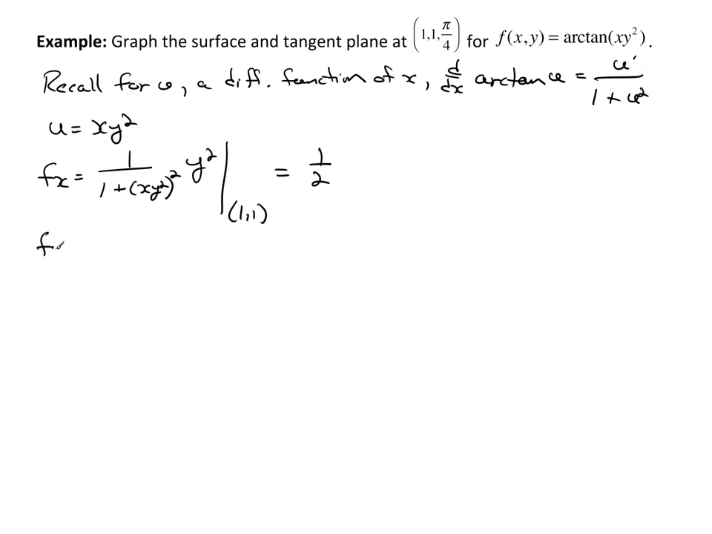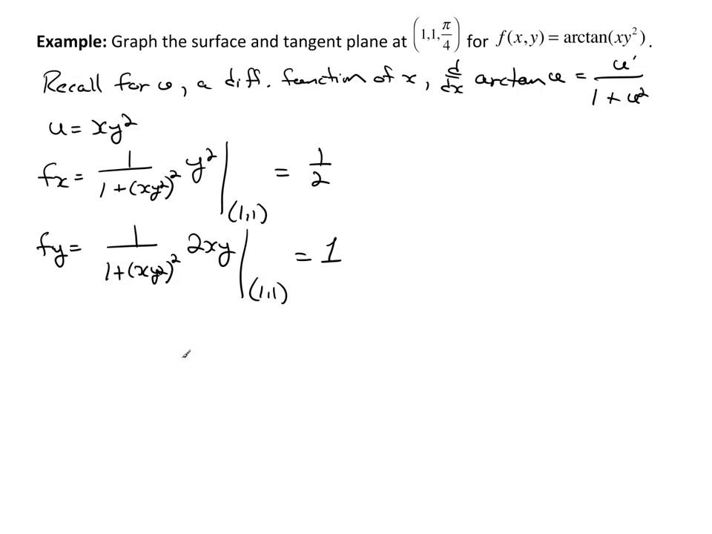The partial with respect to y is going to equal 1 over the same thing, 1 plus xy squared squared, times the derivative of u with respect to y, which is 2xy. I need to evaluate this at (1, 1). And when I do, I get 2 over 2, which is obviously just 1. So we can get very quickly the equation of the tangent plane.